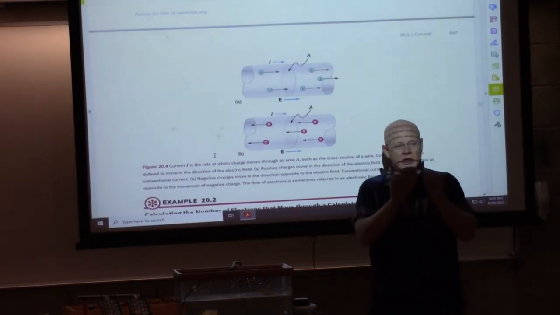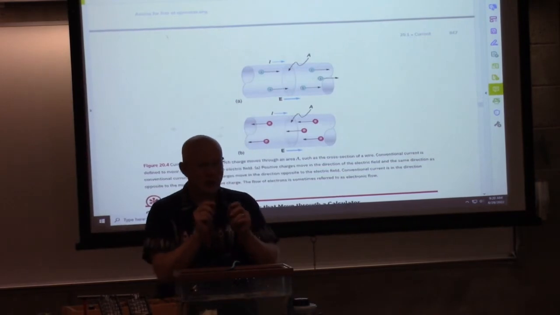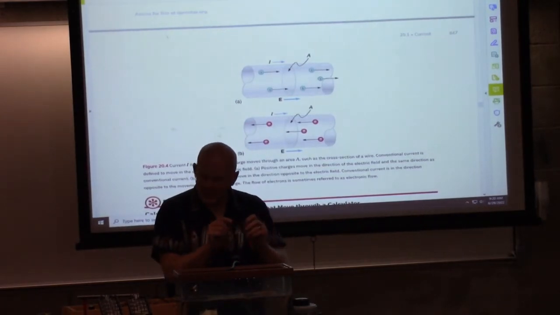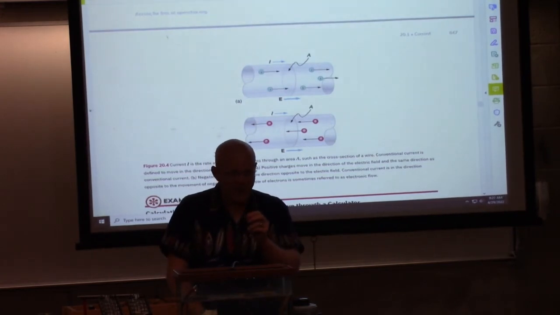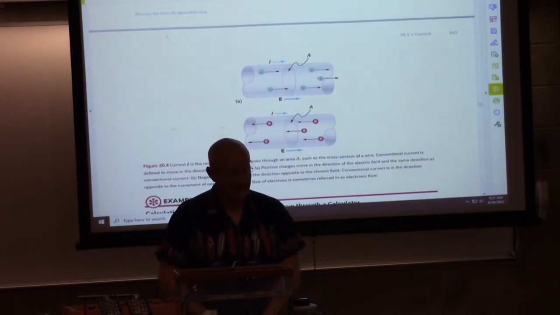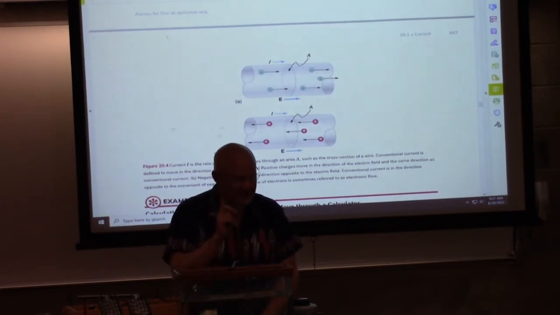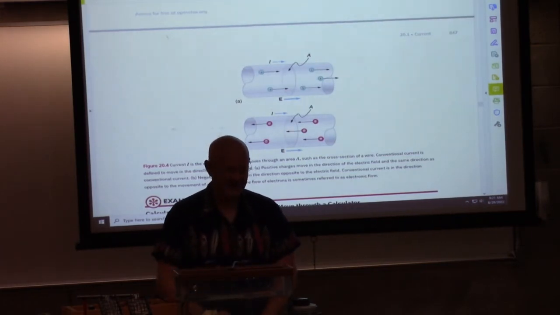So the direction of the current is the direction of the change in charge. Remember that definition at the start of this chapter? At the start of this chapter, the direction of the current is dq dt. It is not the direction they move. All right, I need to say that again. The direction of the current is not the direction they move. It is the direction that the charges increase.